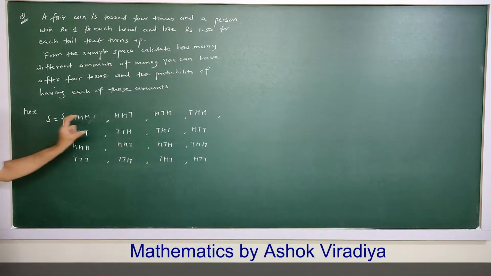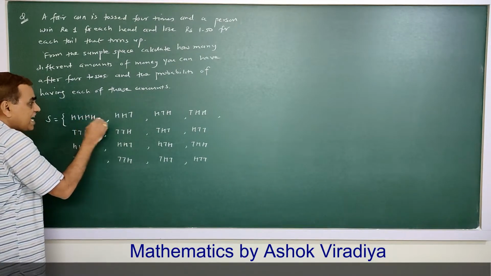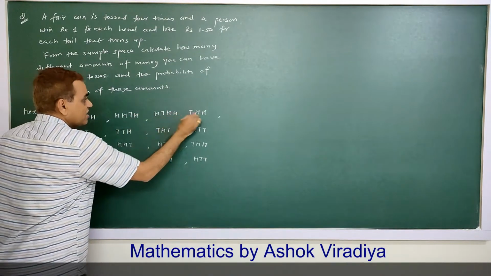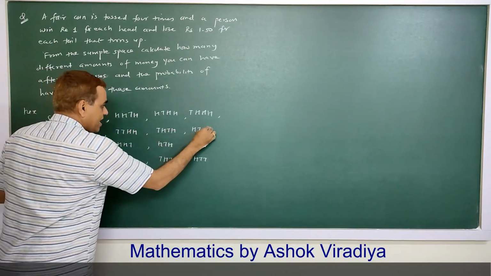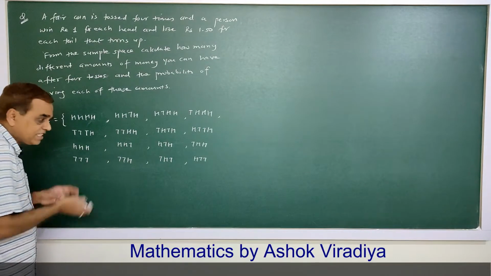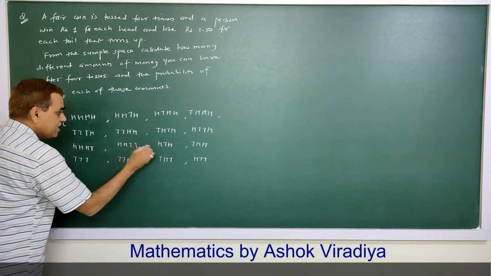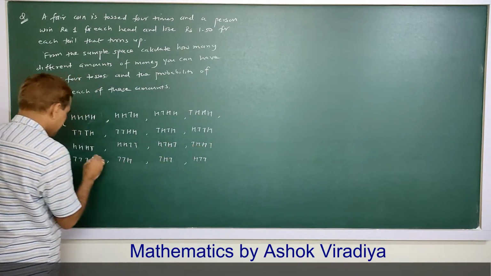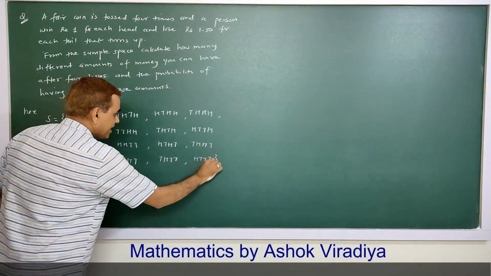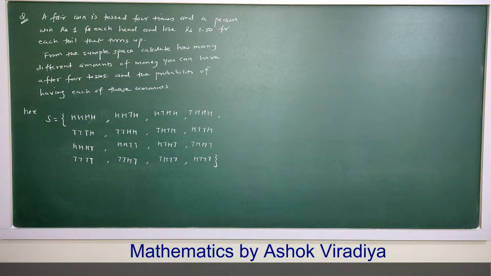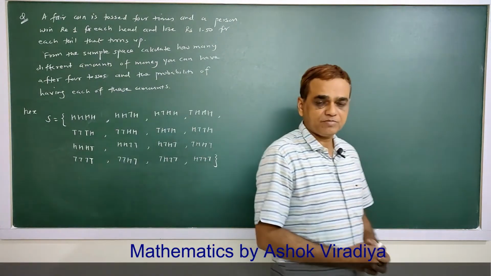Now in the first 2 lines, in the 4th place, join H. Say here H, H, H, H, H, H, H, H. Now in the repeated 2 lines, join T. So T, T, T, T, T, T, T, T, and close the set. So these are the 16 outcomes related to this experiment.